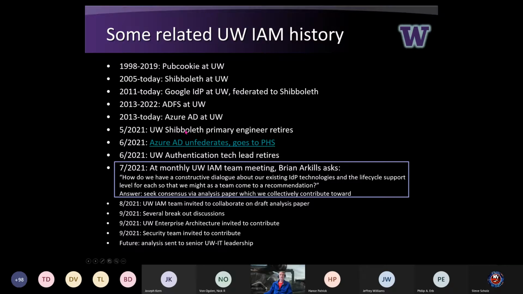We actually unfederated Azure AD earlier this year, a couple of months ago. So Shib is no longer involved in our Azure AD tokens. We had a primary engineer and a tech lead related to our Shib offering both retire in the last couple months. And then a couple months ago, I asked at our IAM team meeting, hey, how do we have a constructive dialogue about what our technology is here? And that came out of a little bit of frustration because for many years, I've sort of brought up inquiries about that, but never gotten anywhere. And so the answer I got from our team was, hey, let's have this analysis paper and form consensus. So that's what we've gone about doing.